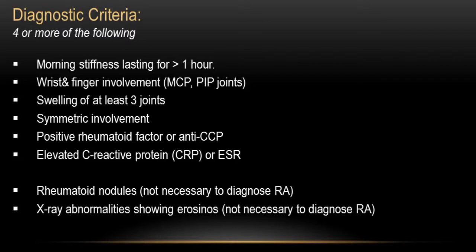Positive rheumatoid factor, or what's better now, anti-CCP factor, as we're going to explain in a moment, and elevated C-reactive protein, elevated ESR. Why? There's inflammation, a lot of inflammation. You can also have rheumatoid nodules, and you can also have X-ray abnormalities showing destructive lesions in the joint, erosions in the joint.